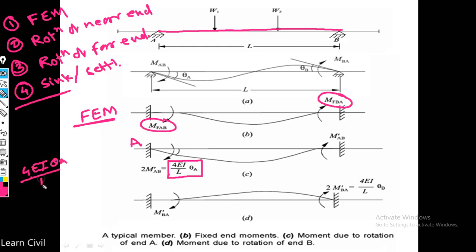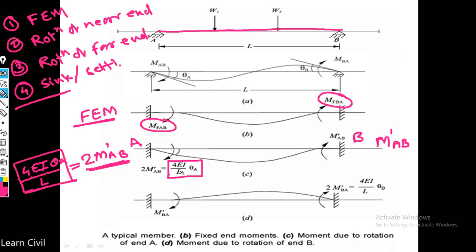Let us denote this term, 4EI theta A divided by L, by 2m' AB. This is the bending moment developed due to rotation of near end, joint A. As per the principle, half of this moment, that is half of 2m' AB, will be transferred to joint B, and the bending moment transferred at joint B will be m' AB.